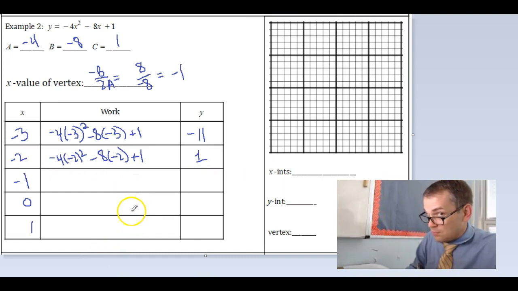So I'm going to pause and fill in the rest of this table. And hopefully our tables match. You should pause too and fill out your table.